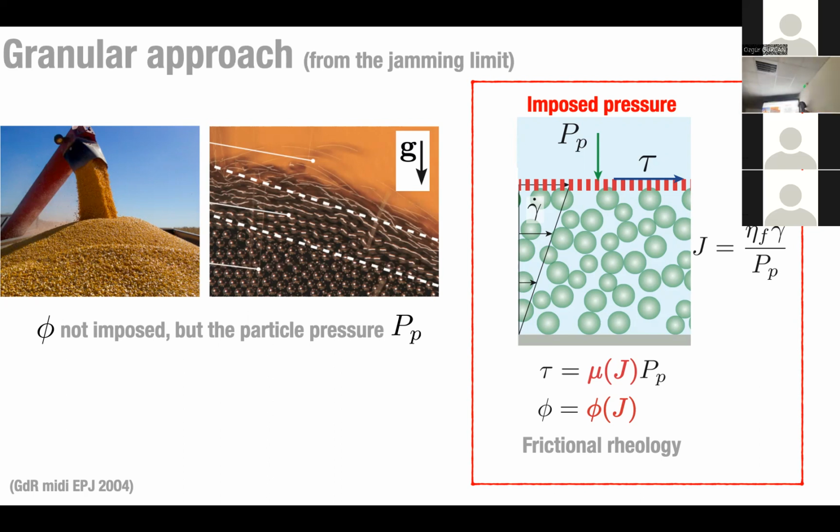So in this system, the volume fraction is not fixed. So the control parameter is the viscous number, J, which is eta F gamma dot divided by the particle pressure. You can see it as a rescaled shear rate. And there is another interesting point in this pressure imposed configuration: now the constitutive law that characterizes the suspension is a friction law, because you want to relate the shear stress to the particle pressure. So just like in Coulomb law for friction, this defines not the viscosity, but the friction coefficient of the suspension. So mu of J is really the friction coefficient of the suspension. And you need a second law to tell you how the volume fraction changes when you change the shear rate, for instance.